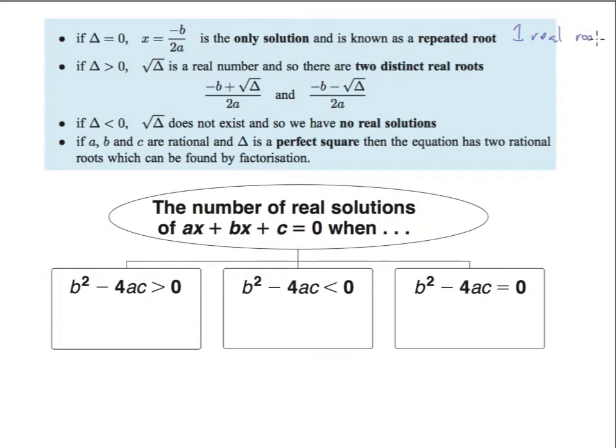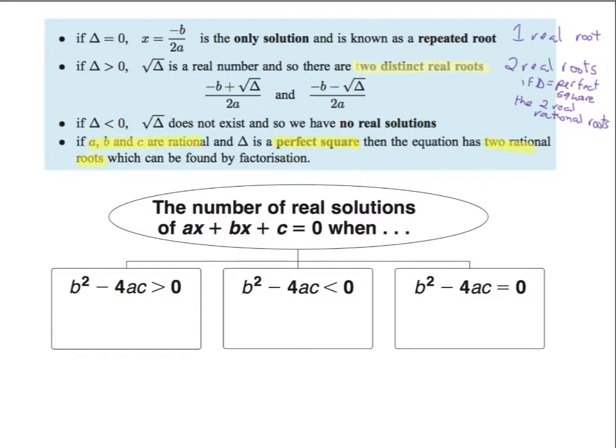If the discriminant is greater than 0, then we have the square root of a positive number, which is a real number. So we can say that there are two distinct real roots. Now these real roots could be either rational or irrational. If a, b, and c are rational numbers and the discriminant is a perfect square, then the equation has two rational roots that can be formed by factorization. So then we can also solve this equation two ways, either using the quadratic formula or factorization.